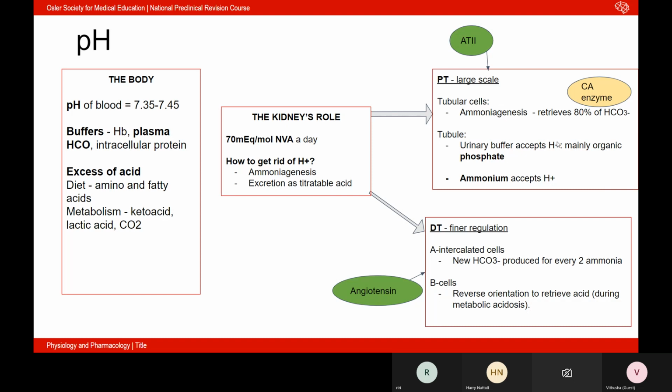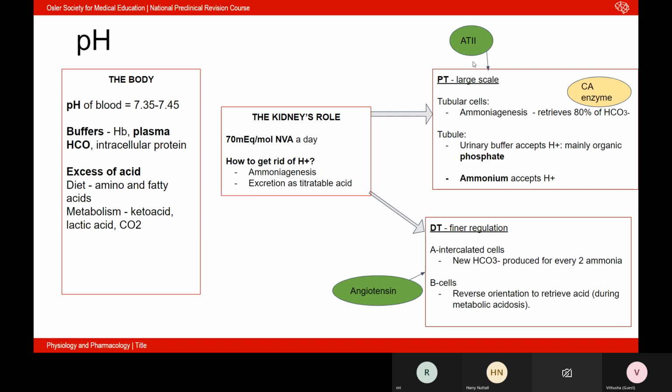I know that you have a different lecture for the acid-base balance, but I've just included this slide for your notes just to bring home the point that the kidney is always removing acid from metabolism and our diet, rich in amino acids and fatty acids. So the kidney's role is to remove 70 milliequivalents per day, and there are the hormones which we've mentioned which alter this function.